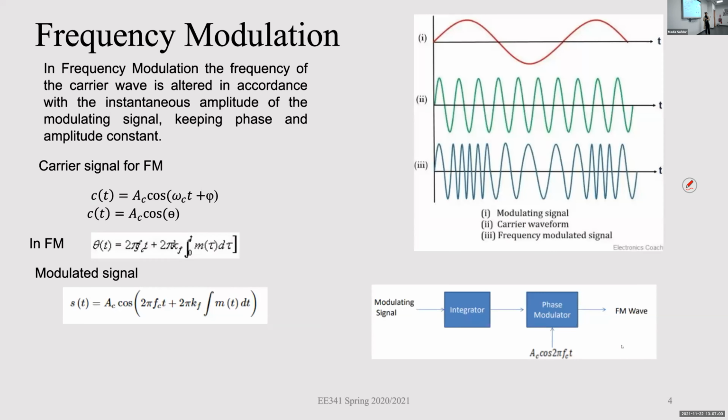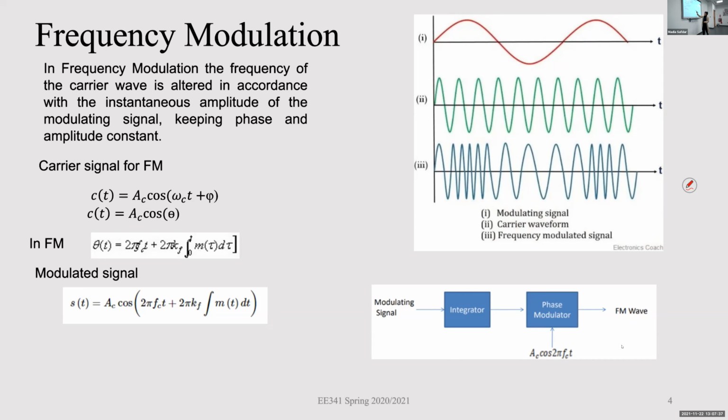Any idea what will happen in the frequency modulation? In amplitude modulation, the amplitude of the carrier is varied according to the message signal. So what happens in frequency modulation? The frequency will vary. You see, this is your message signal. Then this is your carrier. Then this is your modulated signal. Here you can see that the frequency is varied. The amplitude is constant. What does it mean? Frequency is varied, it means that the phase is changing. Phase is no more the same.